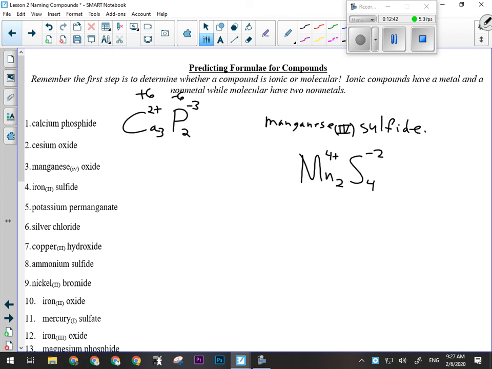I should not. With ionic compounds, you want to put them in their lowest terms, just like a fraction. You wouldn't leave 2/4 as a fraction. You reduce that to 1/2. And you would do the same thing here. So this will be MnS2. It doesn't come up very often, but it comes up once in a while. We just need to be ready for it.